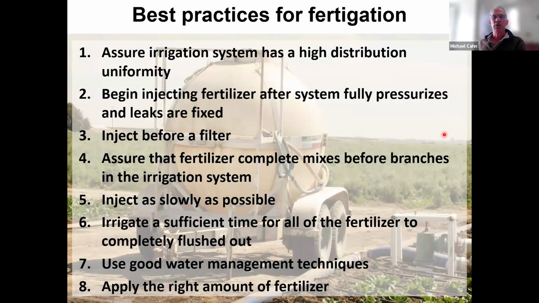Assure the fertilizer completely mixes before it branches in the irrigation system. Inject as slowly as possible for the amount of time you have for irrigating, and irrigate a sufficient time for all the fertilizer to completely flush out. Use good water management techniques, and remember, apply the right amount of fertilizer for what your crop needs.